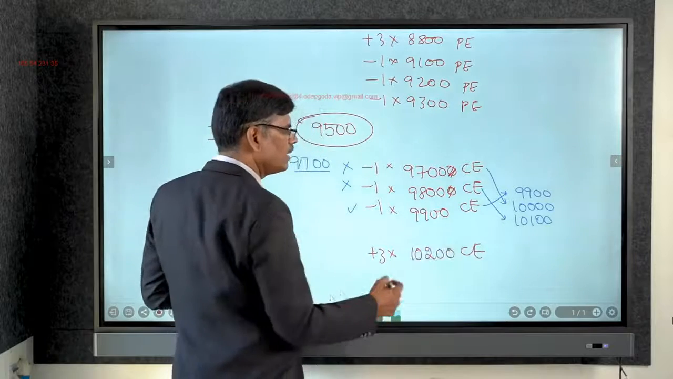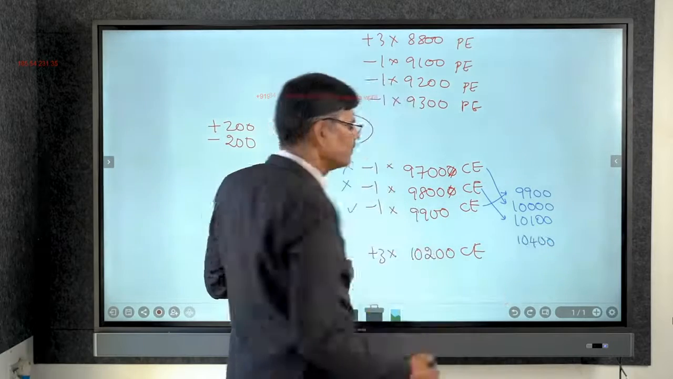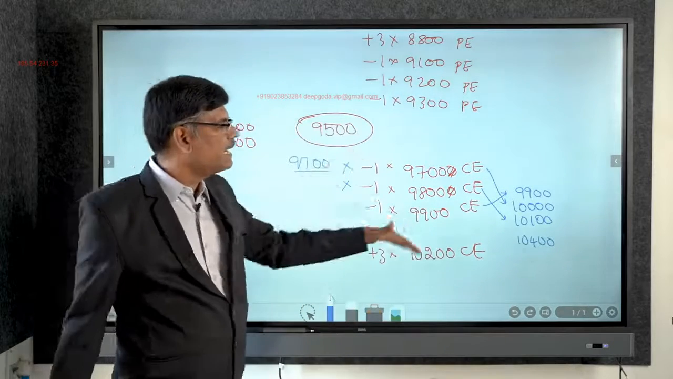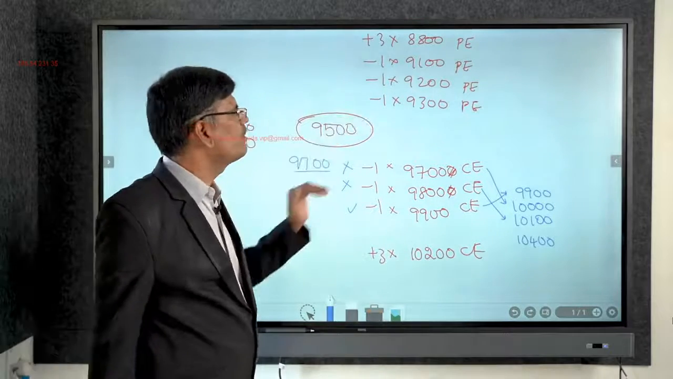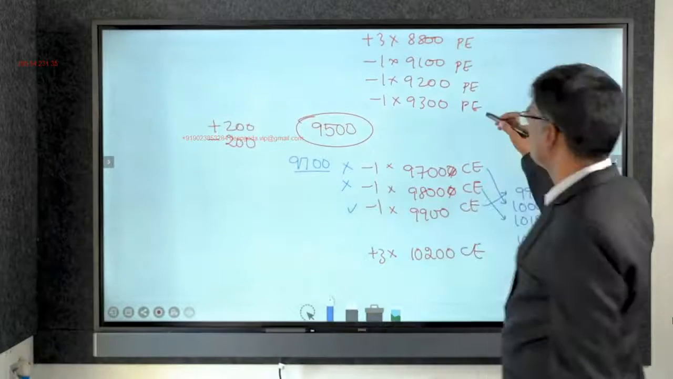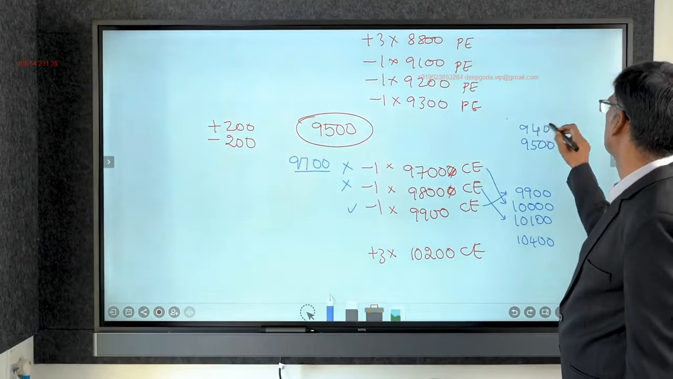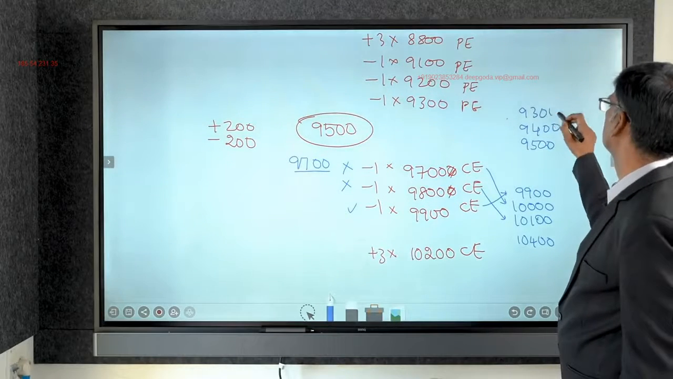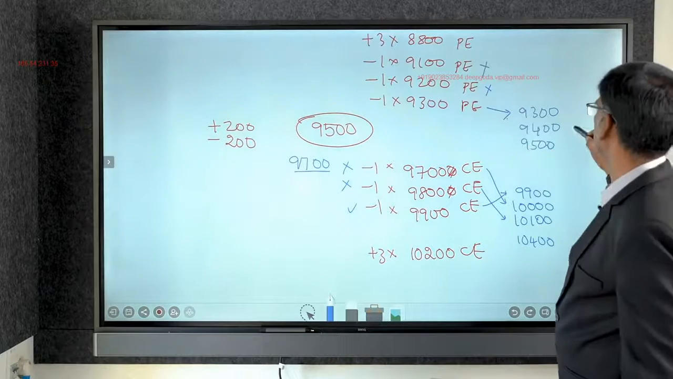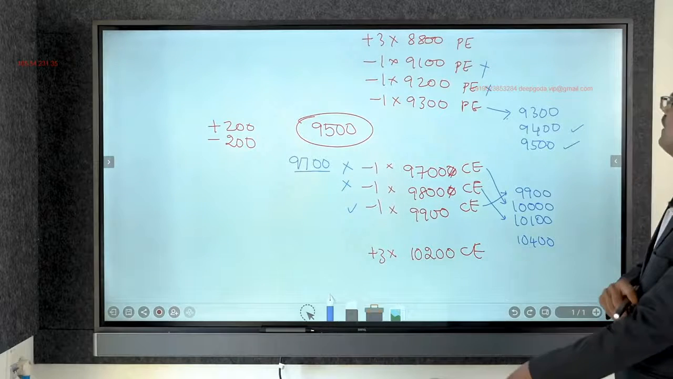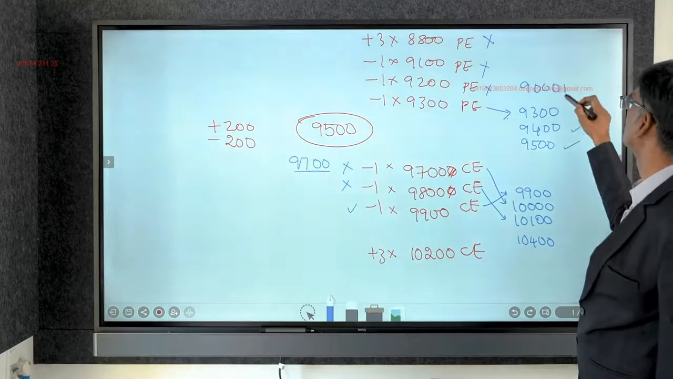And this 10,200 can be shifted to 10,400. So the entire thing you are shifting by 200 points. The same way, on this side also you have to shift everything. That means this should look like 9.5, 9.4, 9.3. But 9.3 is already there. So you have to square up these two and take these two. And then the buy option also you have to square up and do buy option at 9,000.